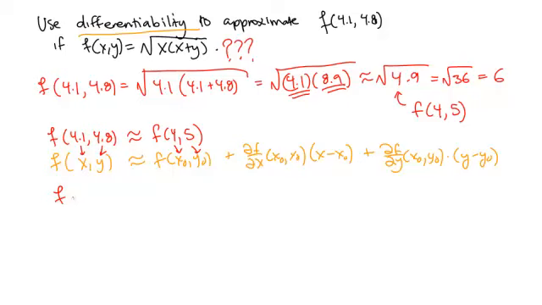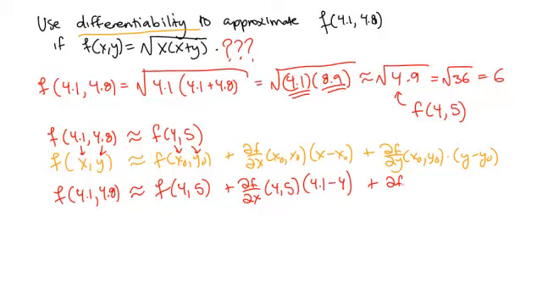So if we plug this in here, we're going to get f of (4.1, 4.8) is approximately f of (4, 5) plus the partial derivative of f with respect to x, evaluated at the point (4, 5), times x minus x naught. That's 4.1 minus 4, plus the partial derivative of f with respect to y at the point (4, 5), times y minus y naught. That's 4.8 minus 5. So f of (4, 5) we've worked out to be 6. This value right here, 4.1 minus 4, that's just a tenth. And 4.8 minus 5, that's just negative 2/10.